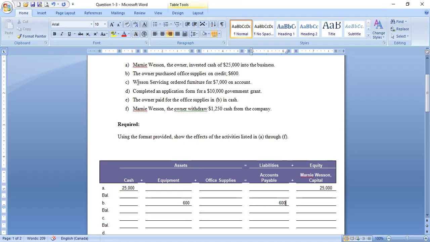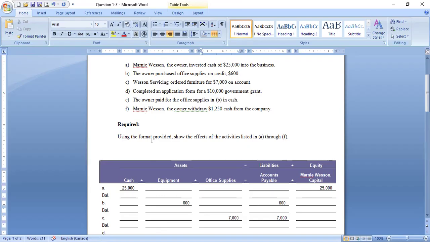Next one. They order furniture for $700 on account. What are we going to get? We're going to get the furniture for $700. And since we didn't pay, we have to show that our liability increased by $700. Okay, but that will not be here, that will be in the next line. Let's cut it from here and paste it here.